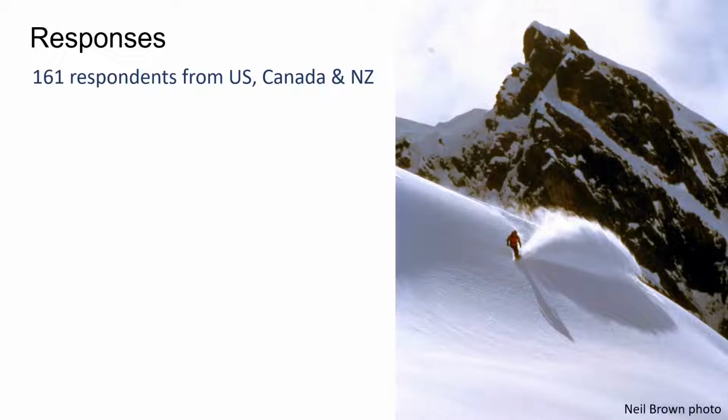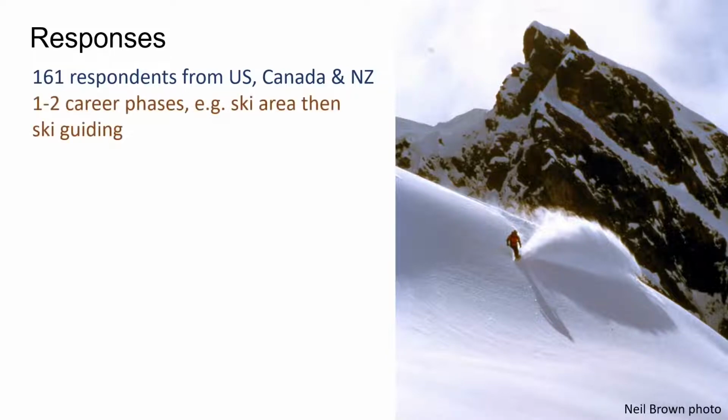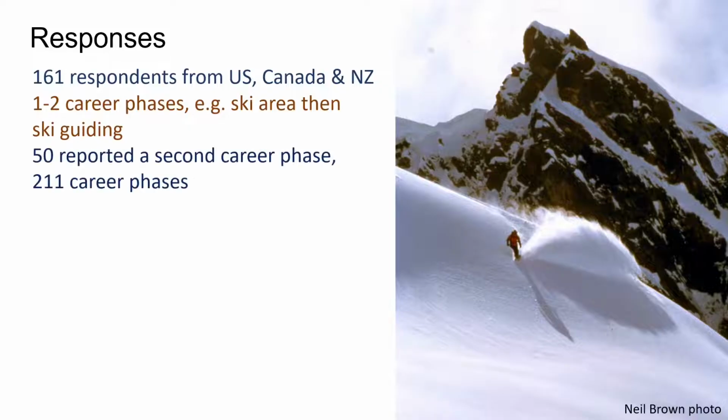We received complete responses from 161 practitioners in the United States, Canada, and New Zealand. The survey allowed respondents to report their ski cutting results for 1 or 2 phases or sectors of avalanche work. For example, a practitioner's first avalanche career phase might have been at a ski area and their second career phase might have been ski guiding. 50 respondents provided complete responses for a second career phase, giving us data for 211 career phases.